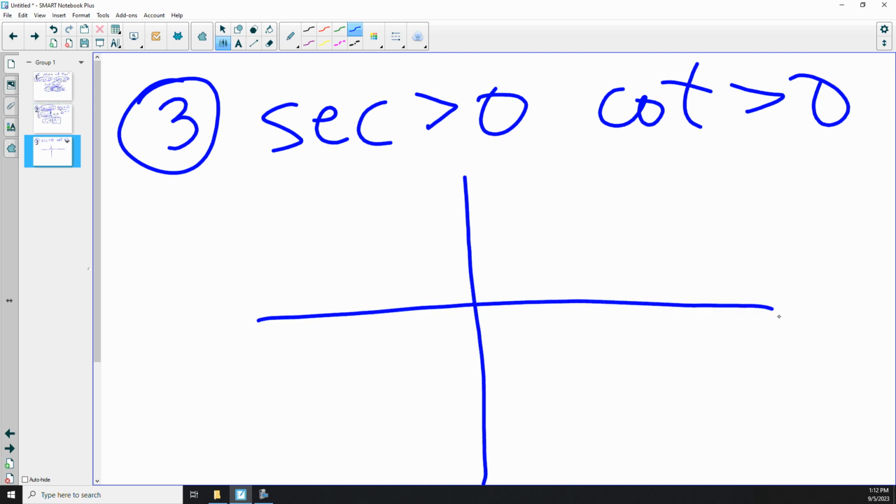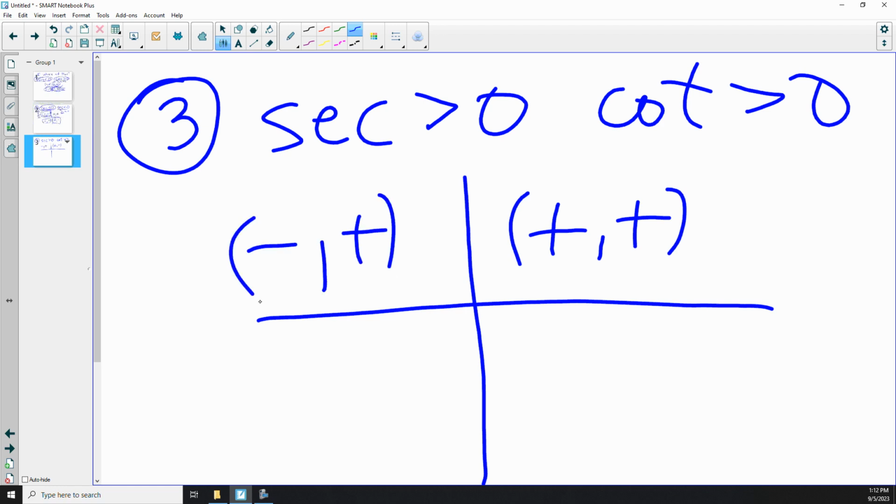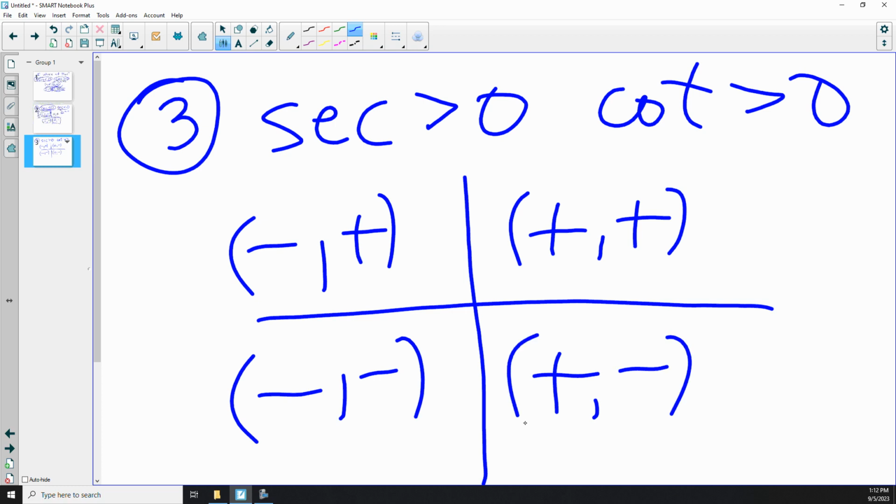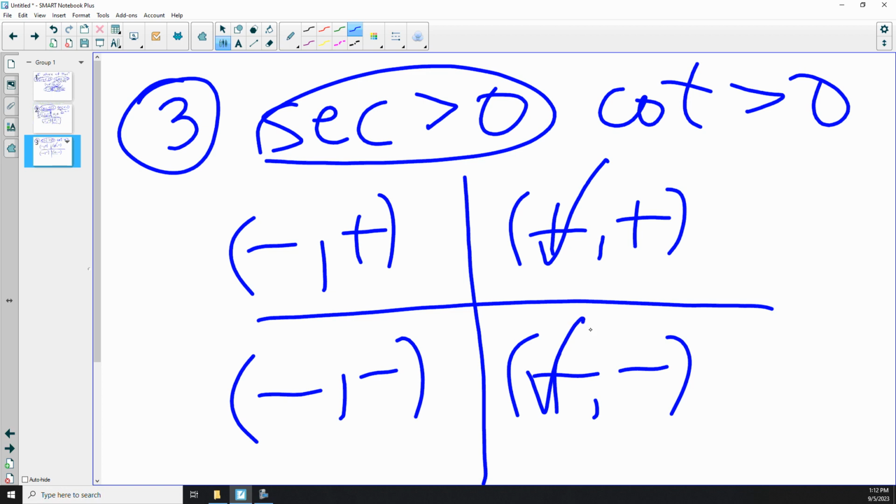Secant is greater than 0. Cotangent is greater than 0. So secant being greater than 0 means what? Talk to me. Excellent. Cosine is greater than 0. So we are either in, the plus has to be plus, so we're either in first or fourth.